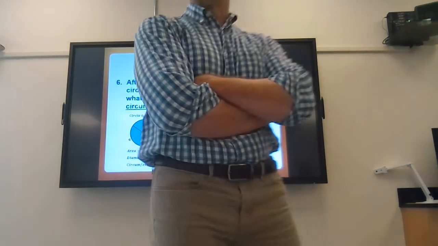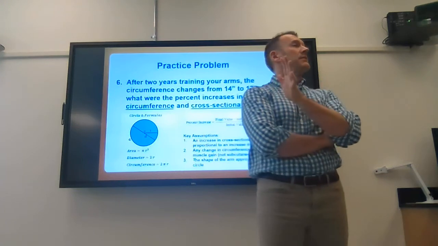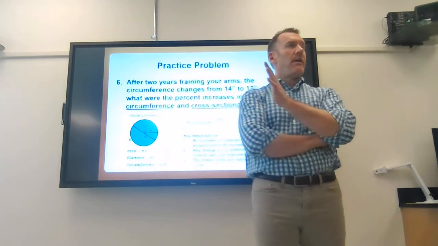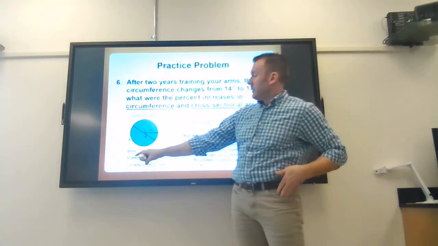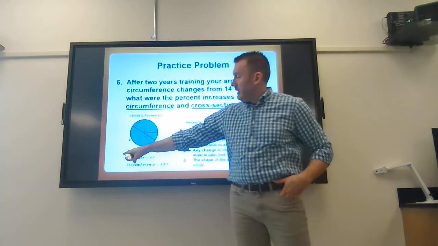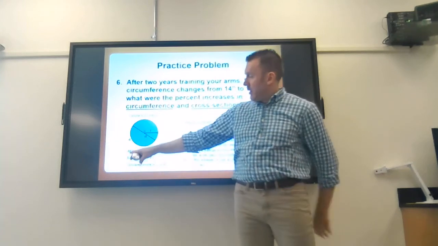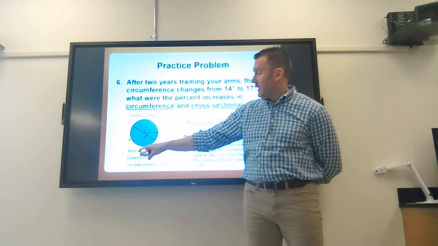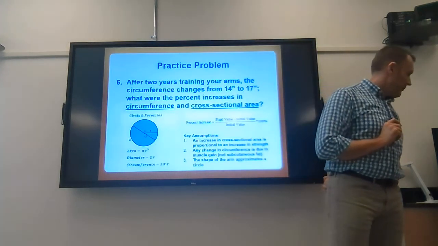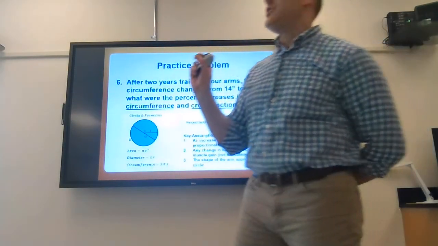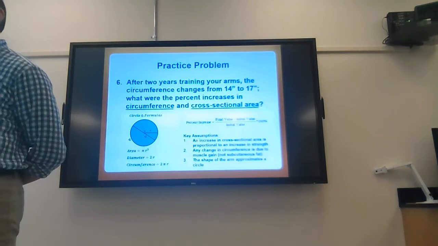What'd you get for the radius for 14 inches? 2.23. Mm-hmm. Anybody else? The radius for 17 inches? Mm-hmm. Good. Okay. 2.23, 2.71. Okay. So now can you solve for the cross-sectional area in each case? So the area of a circle. We're saying that the arm approximates a circle. Can you solve for the area, knowing that area is equal to pi times the radius squared? So your answer will be in inches squared. Cross-sectional area, inches squared.